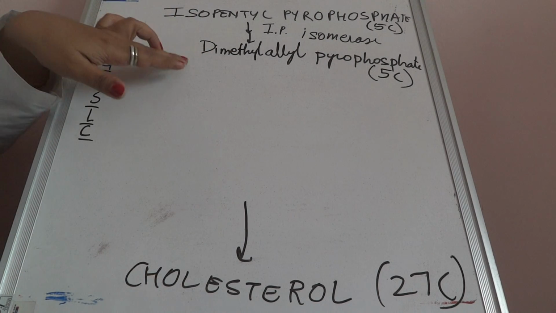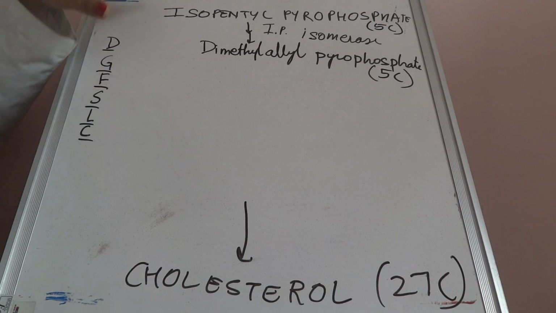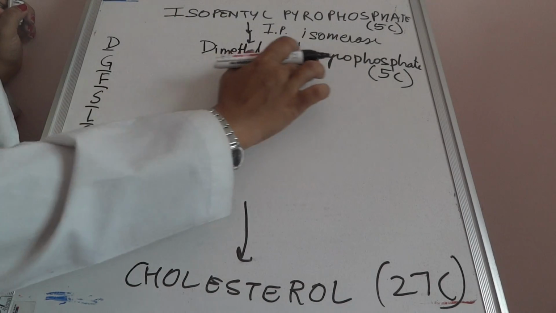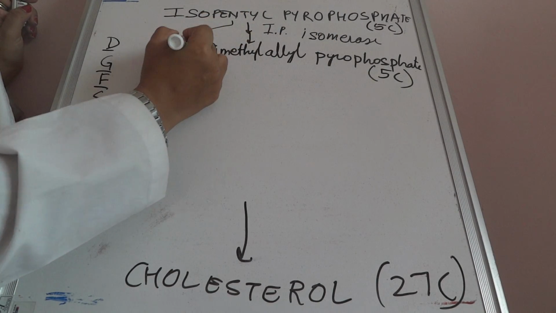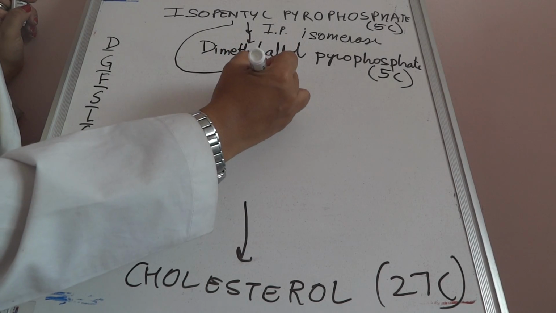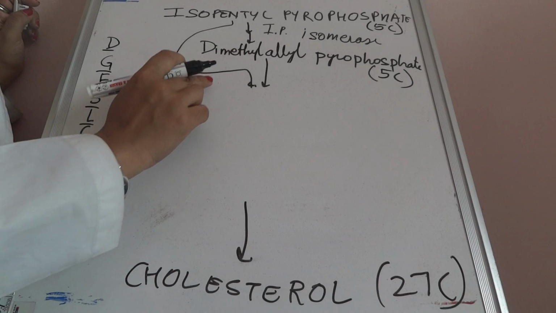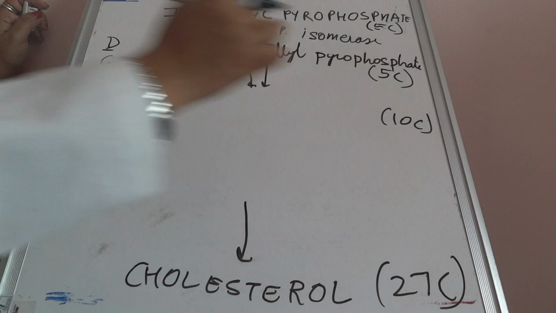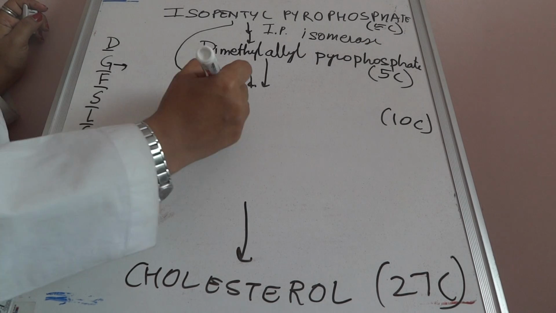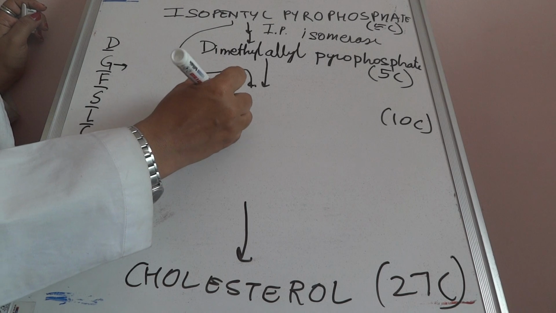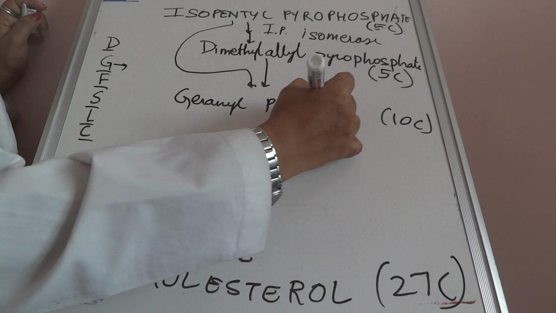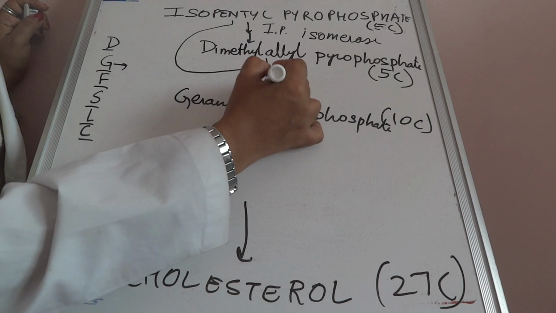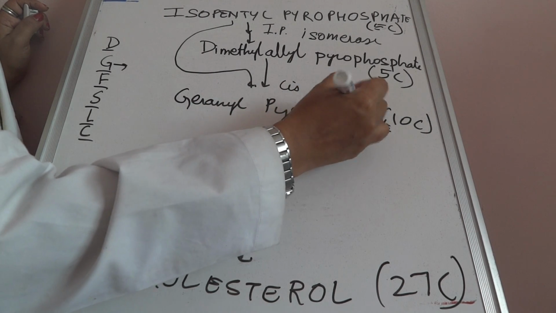Generally the name of the enzyme is either, the initial part is either from the reactant or the product. So this is isopentyl pyrophosphate isomerase and it forms dimethyl allyl pyrophosphate. Now dimethyl allyl pyrophosphate and isopentyl pyrophosphate will both combine. So 5 carbon plus 5 carbon will form a 10 carbon compound, and now it is the turn of G, that is geranyl pyrophosphate. The enzyme is cis-prenyl transferase.